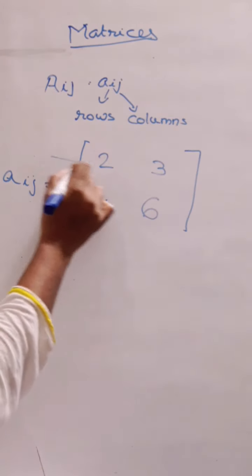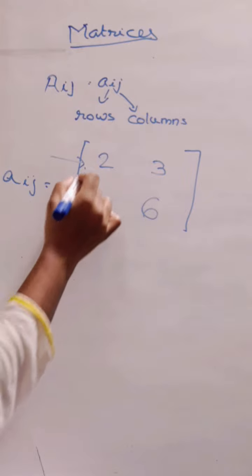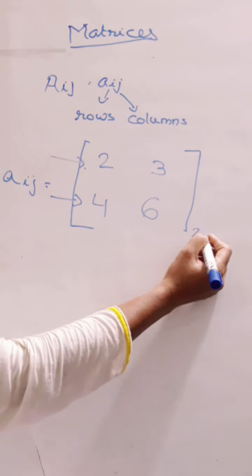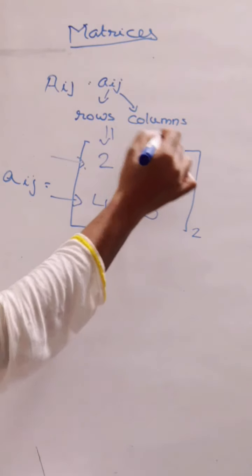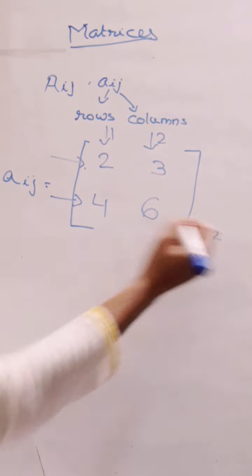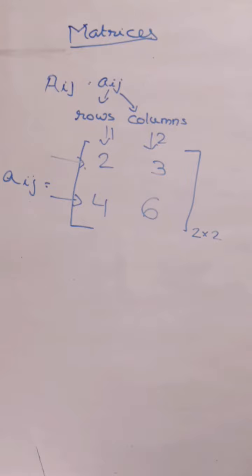Now here you can see this is the number of rows. So we have 2 rows, I will write 2, and here we have 2 columns. This is your first column and this is your second column. So it is a matrix of 2 by 2. Now we have different types of matrices.